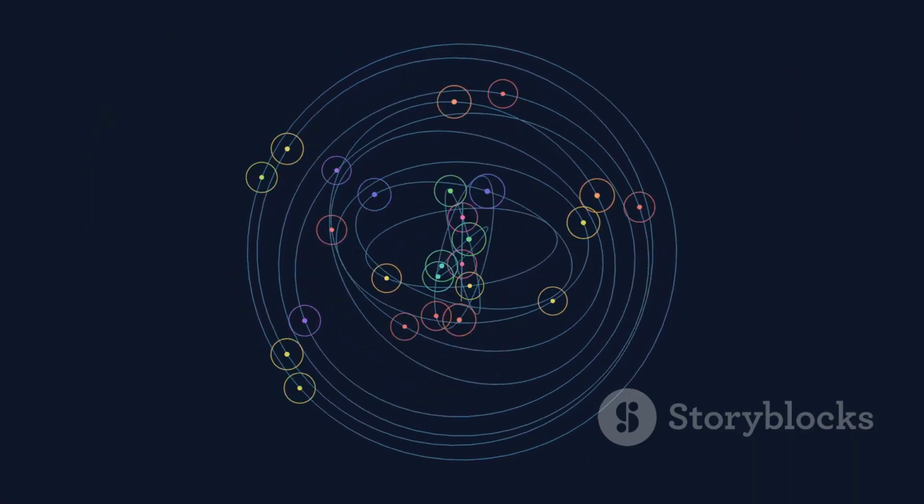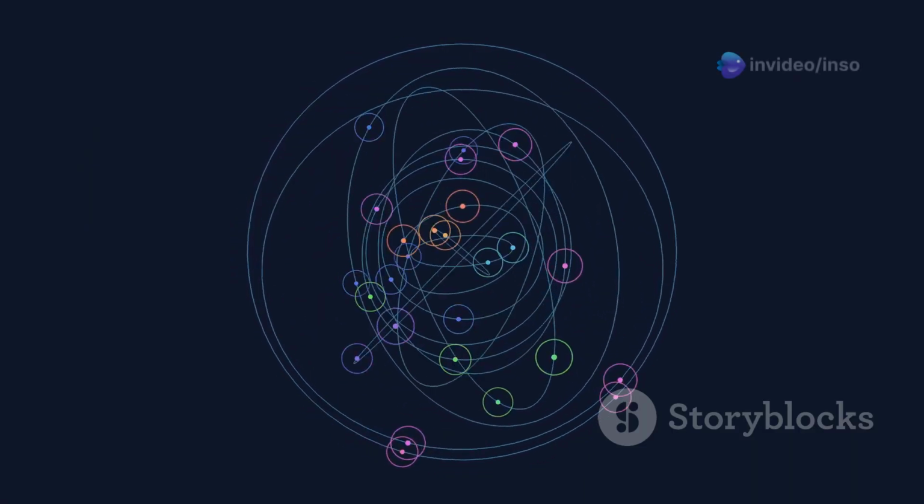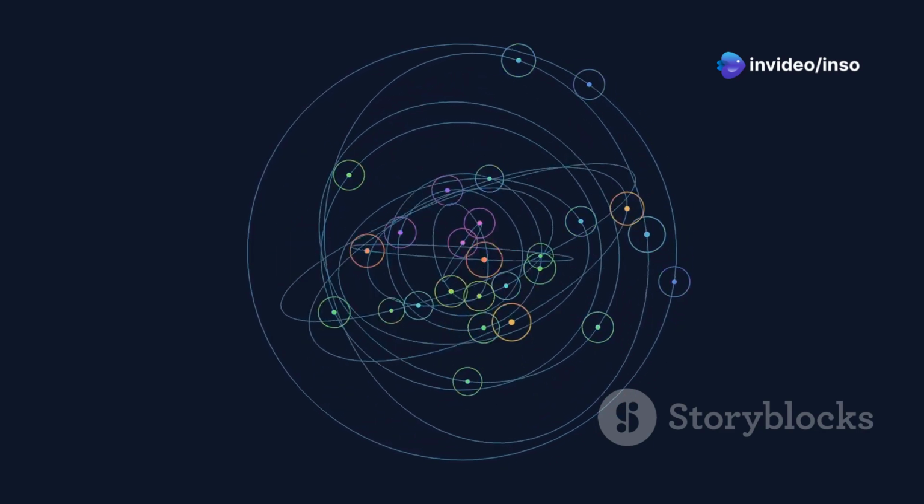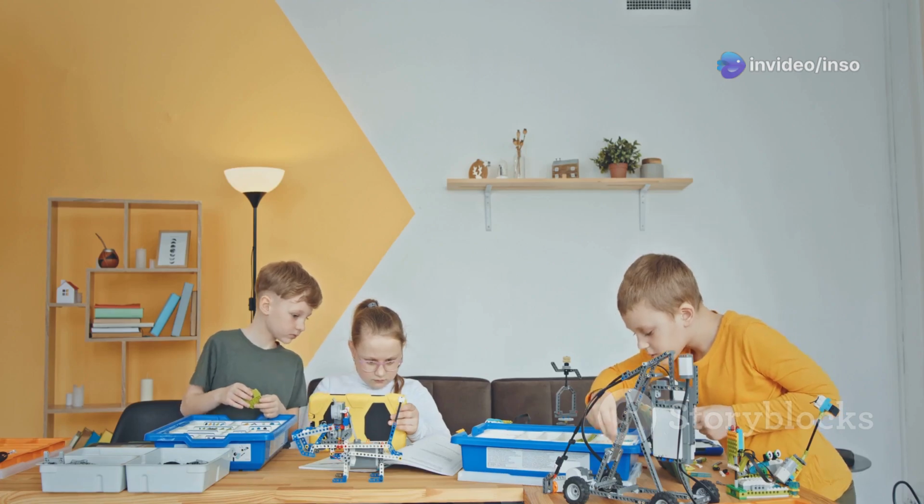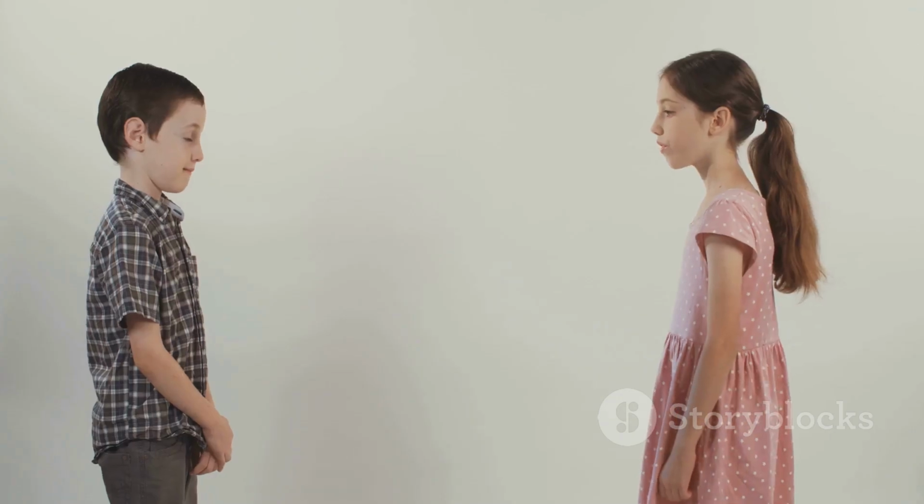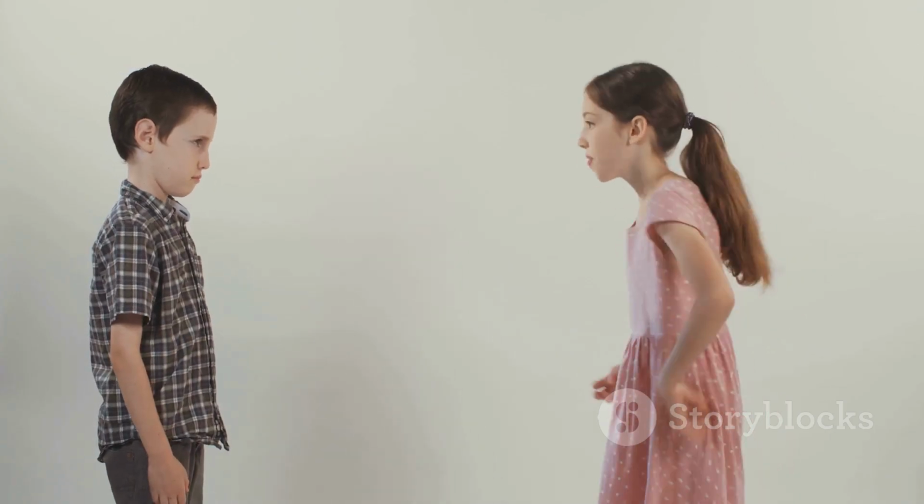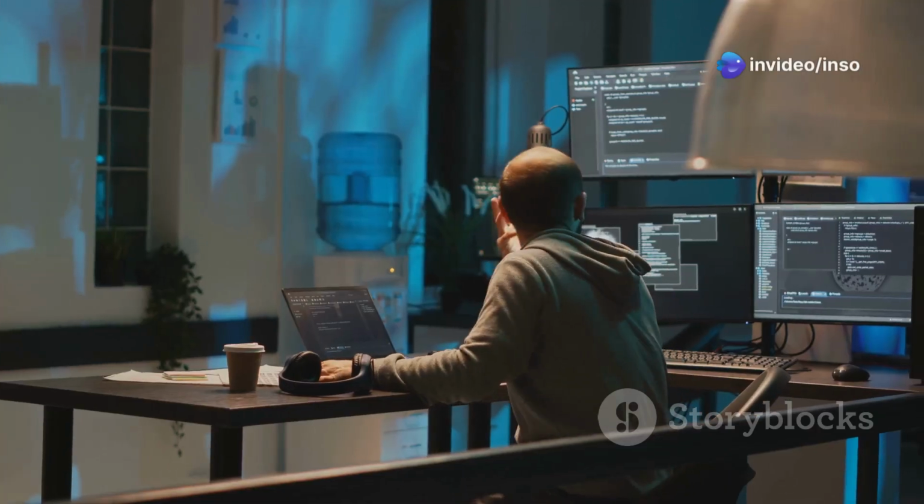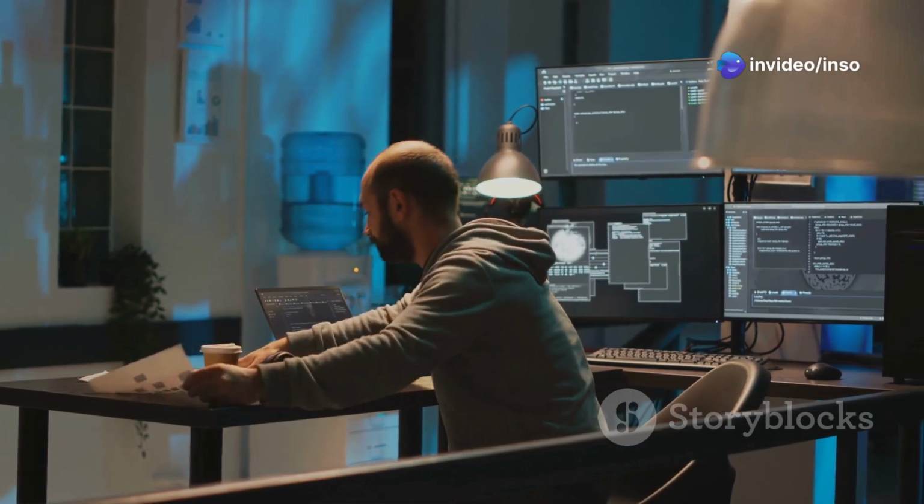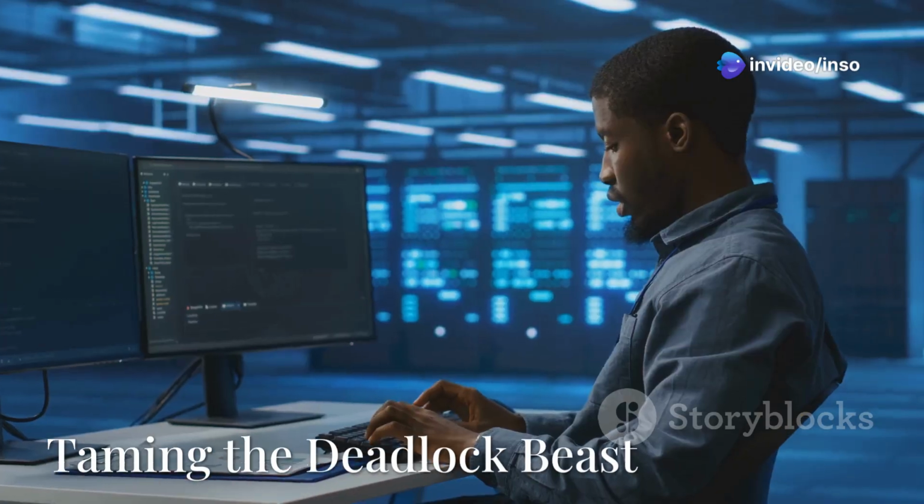4. Circular wait. There exists a circular chain of processes, each waiting for a resource held by the next process in the chain. Think of it like a group of friends sharing toys. If each friend refuses to share their toy and demands another, a deadlock occurs. Only when all 4 conditions are met can a deadlock rear its ugly head.